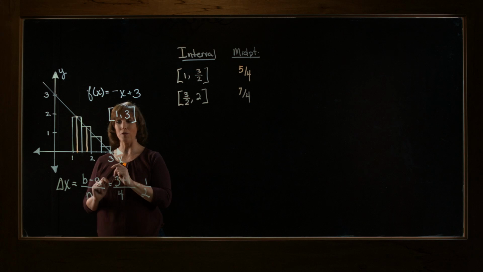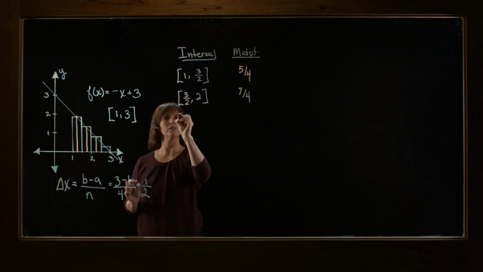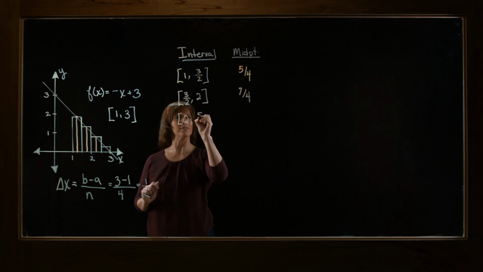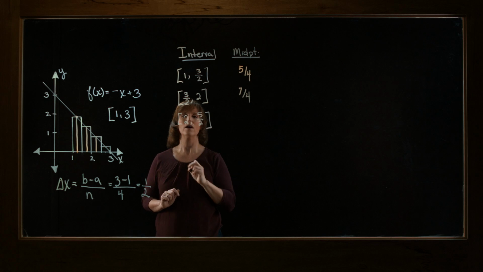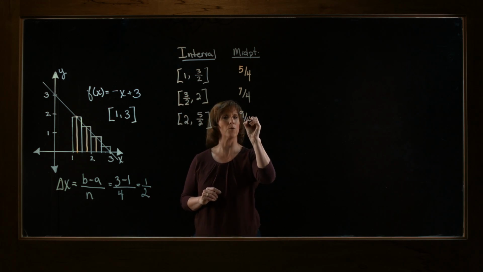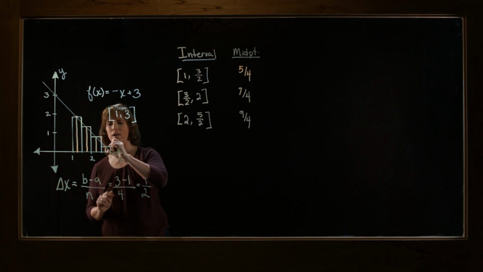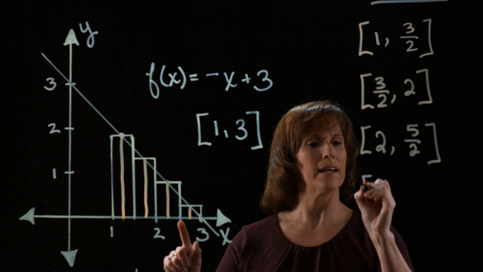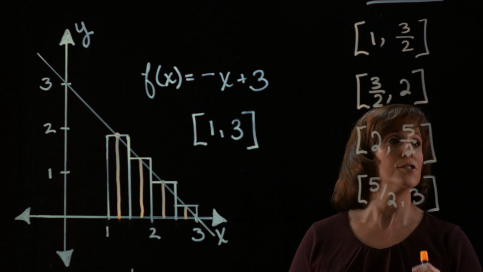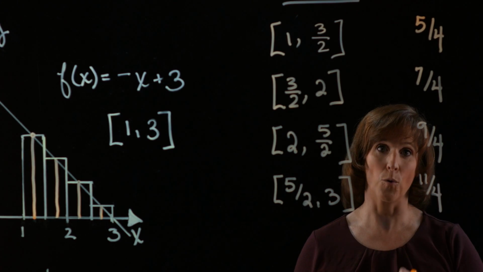Repeat the process for my third rectangle. To find the midpoint, I'll look at the interval starting at 2 and ending at 5/2. We'll add these 2 together. That's 9/2, and divide by 2. I get 9/4. One more time, find the midpoint of my last rectangle. The interval I'm looking at is 5/2 to 3. So I'll have 11/2 divided by 2, which is 11/4.